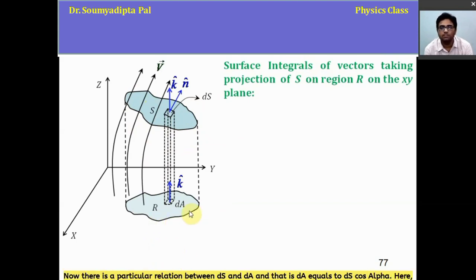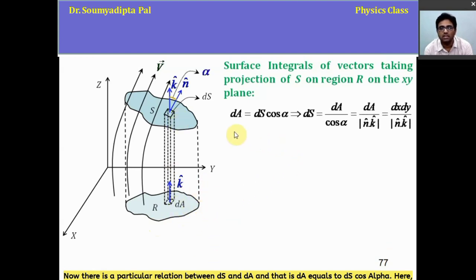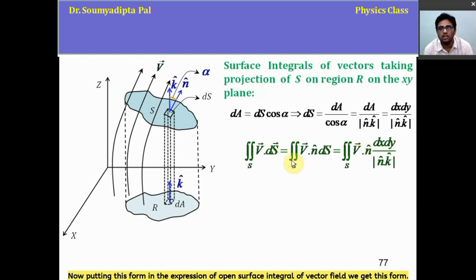Now there is a particular relation between ds and dA, and that is dA equals ds cos alpha. Here alpha is the angle between the normal direction of the xy plane, which is k, and n cap. And we get ds equals dA divided by the modulus of n cap dot k cap, that is dx dy divided by the modulus of n cap dot k cap. Now putting this form in the expression of the open surface integral of the vector field, we get this form.